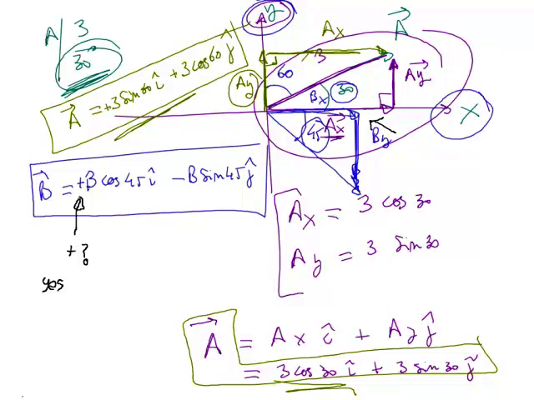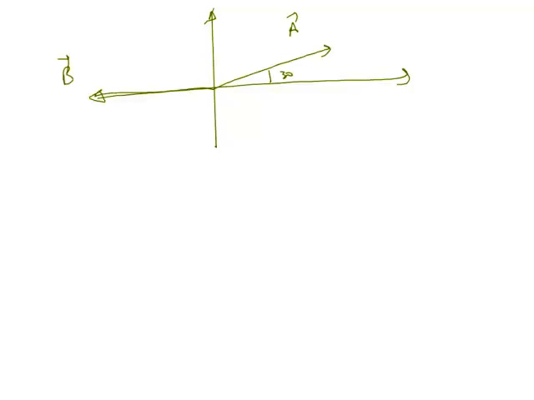Okay? So, now that we've viewed all those angles, let's go back to our original problem. A was like this, 30, 3, and B was like that. Can you give me vector A in component notation?